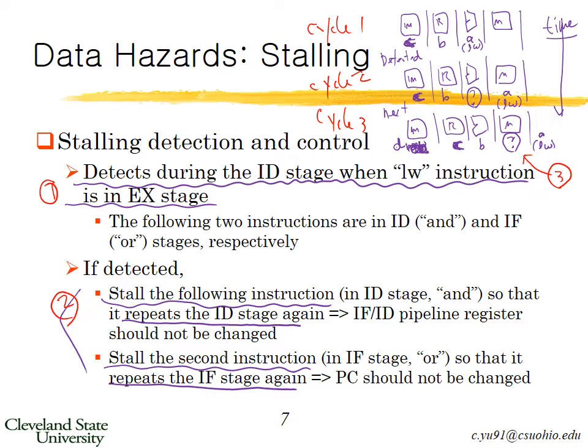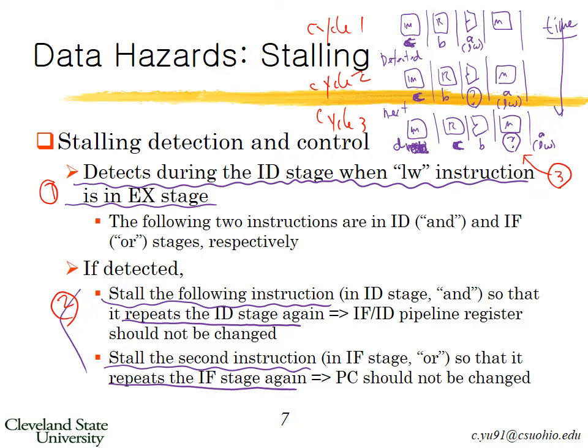From the architecture's point of view, it is relatively difficult to just stay there doing nothing. So instead, what they are doing is repeating the ID stage and the IF stage again. That is repeating the same stage one more time. And in cycle 3, instruction A moves on to the write back stage, instruction B now moves on to the execution stage, instruction C moves on to the ID stage, and so on.